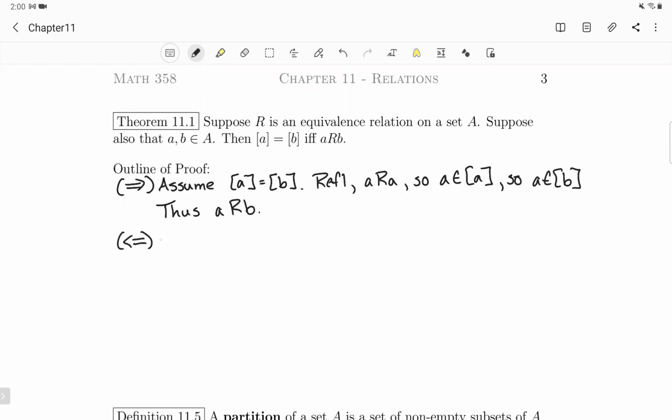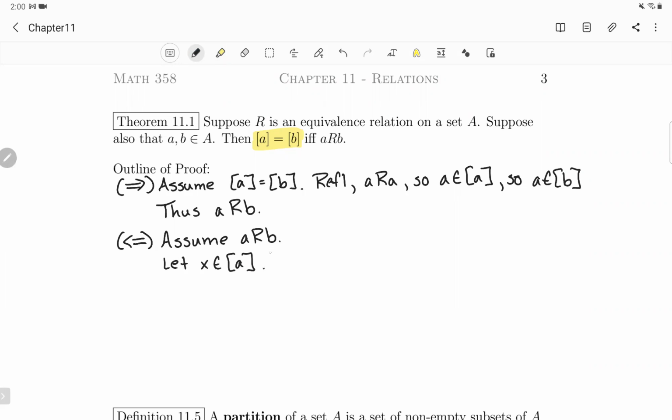All right, let's go the other direction. So we're going to assume A is related to B. Now I want to show equivalence class of A equals equivalence class of B. Those are sets. I'm trying to show two sets are equal. So what do? Mini proofs, subset both ways, right? So, all right. So first we're going to let X be an element of the equivalence class of A. And we need to show that then it's also in the equivalence class of B to get subset that direction.